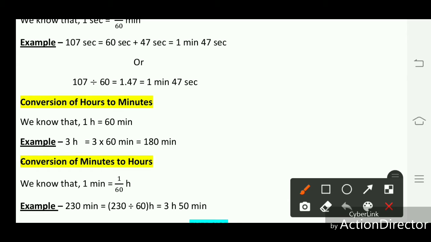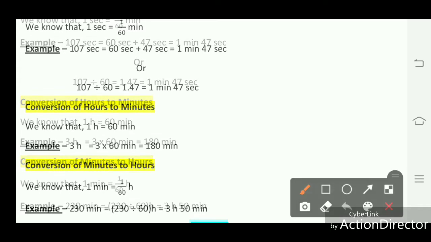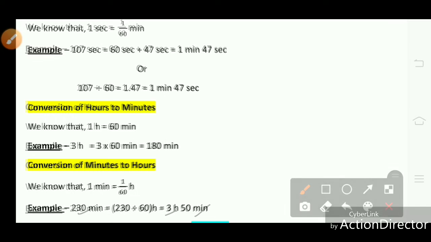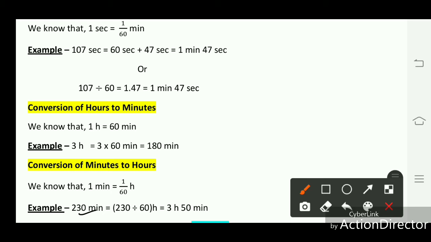Now conversion of minutes to hours. We know that 1 minute equals 1 upon 60 hours. Now example, here we change 230 minutes into hours. So we divide 230 by 60. If we divide 230 by 60, we get 3.50. So we write 3 hours and 50 minutes. So if we change 230 minutes into hours, we get 3 hours 50 minutes.